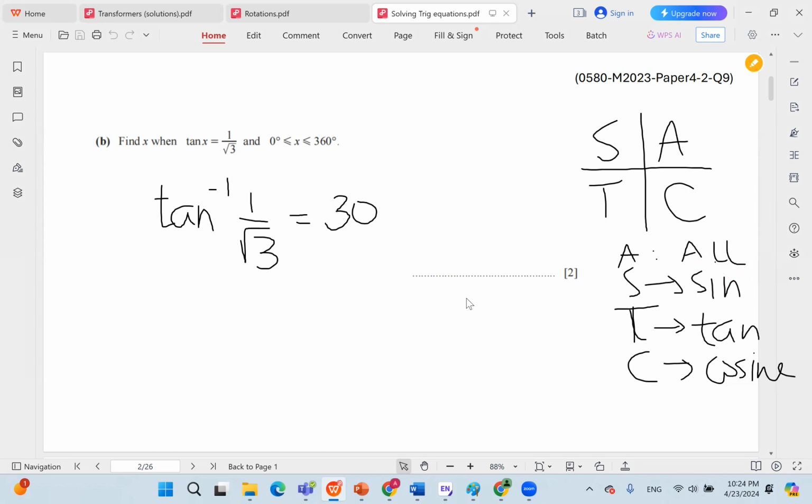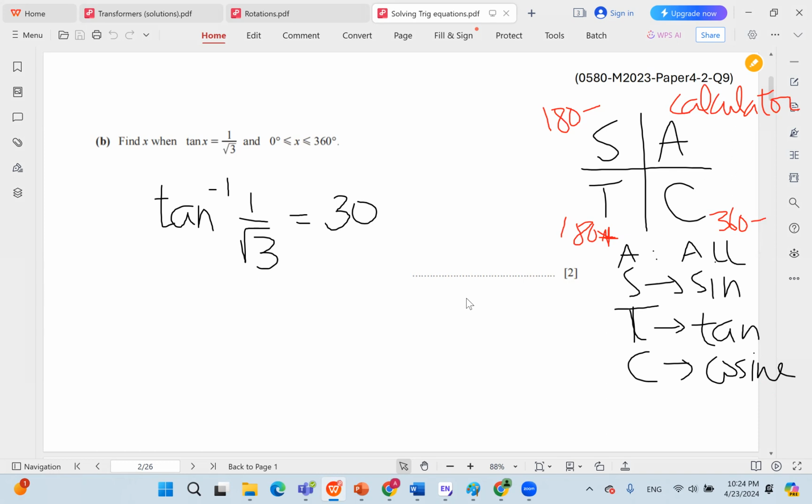You should also remember these values. So here we're just going to write calculator in A. And for S, we're going to write 180 minus. For T, we're going to write 180 plus. And for C, we're going to write 360 minus. So you should remember this diagram as it is the key to answering all trig problems. This is plus, not times, of course.